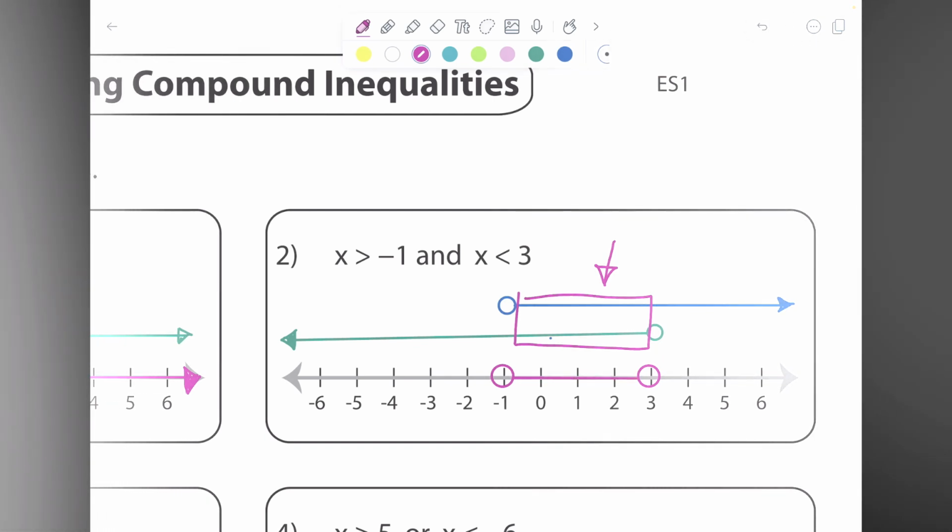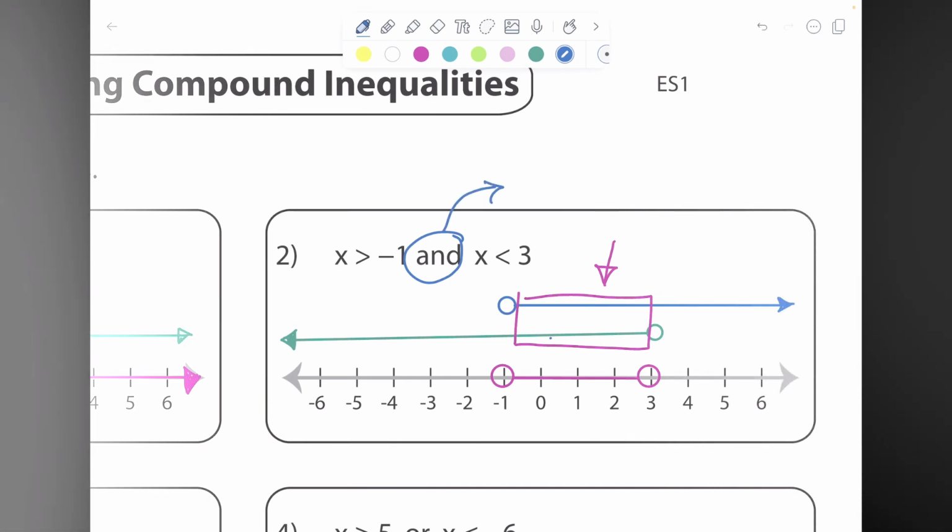One other thing I want to make sure that anybody understands is that an AND statement can actually be written in a more understood way. It actually feels more intuitive this way, for me anyway. I'm going to put x between the numbers. X is going to be greater than -1 and less than 3. So if you see a 3-sectioned inequality like this, that is actually an AND statement.